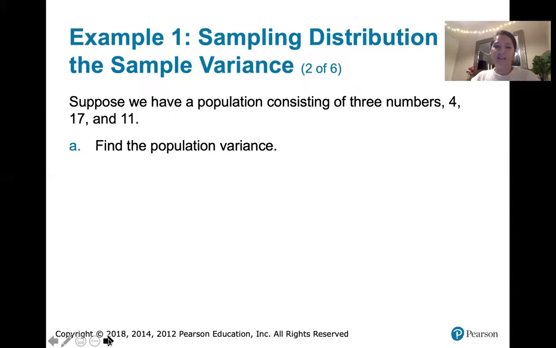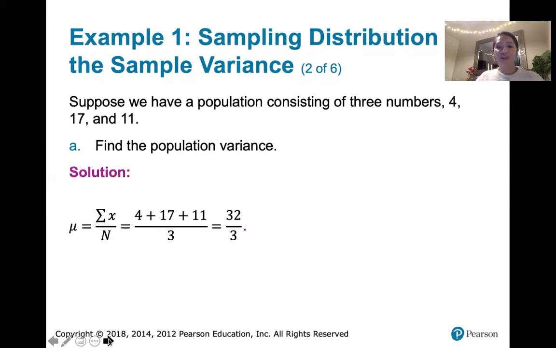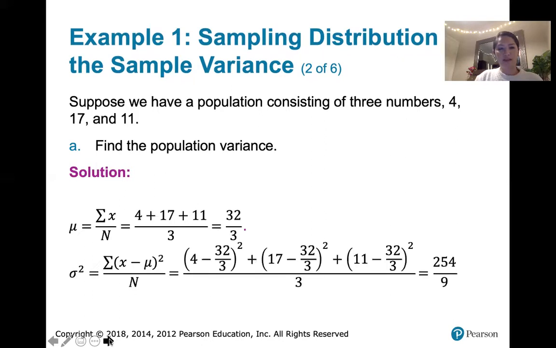First, let's find the population variance. In order to find the population variance, we need the mean, because remember, variance is a measure of variation from the mean. So first we compute the mean just by adding all of the values in our population together and then dividing by the population size, N equals 3, and we get 32 over 3. Then the population variance is calculated this way. You take each x value, so that's the 4, the 17, and the 11, and you subtract the mean, which is 32 over 3. You square those and add them together, and then you divide by 3. When you do that, you get 254 over 9 as the population variance for those 3 values.